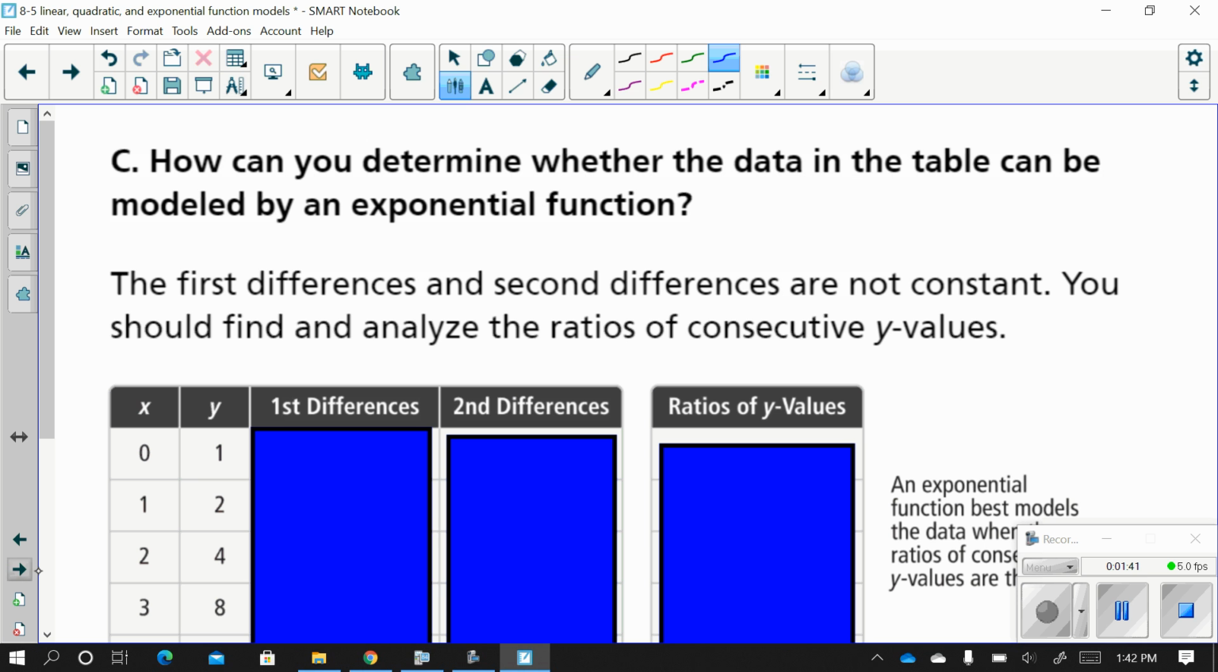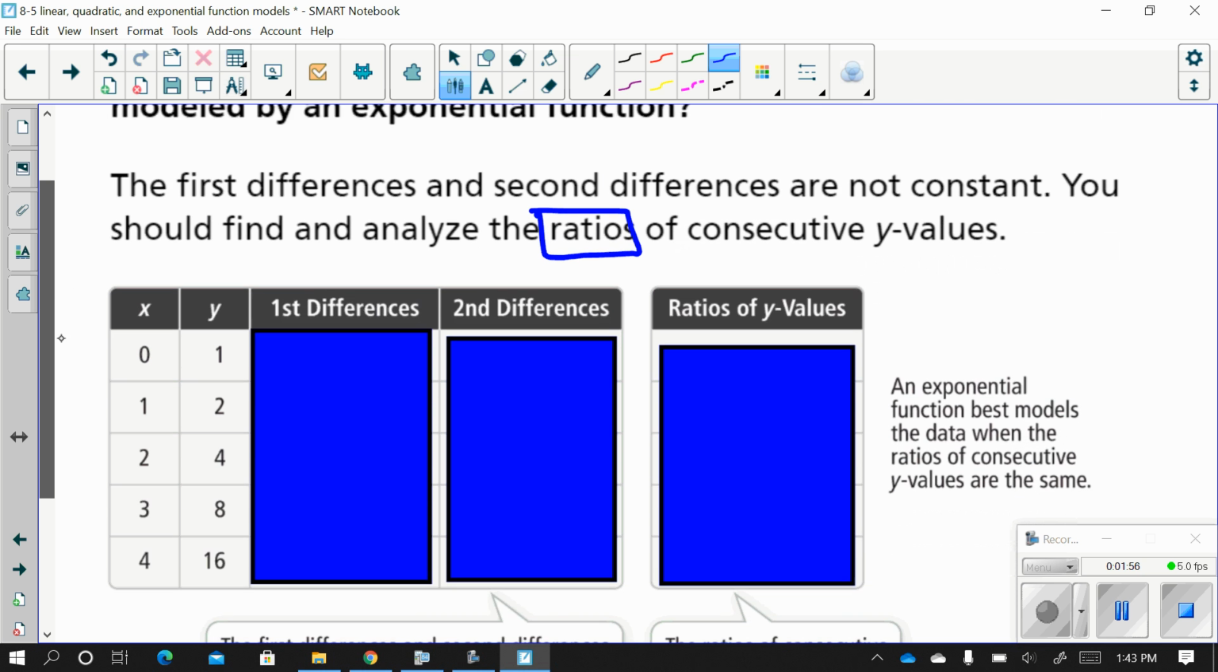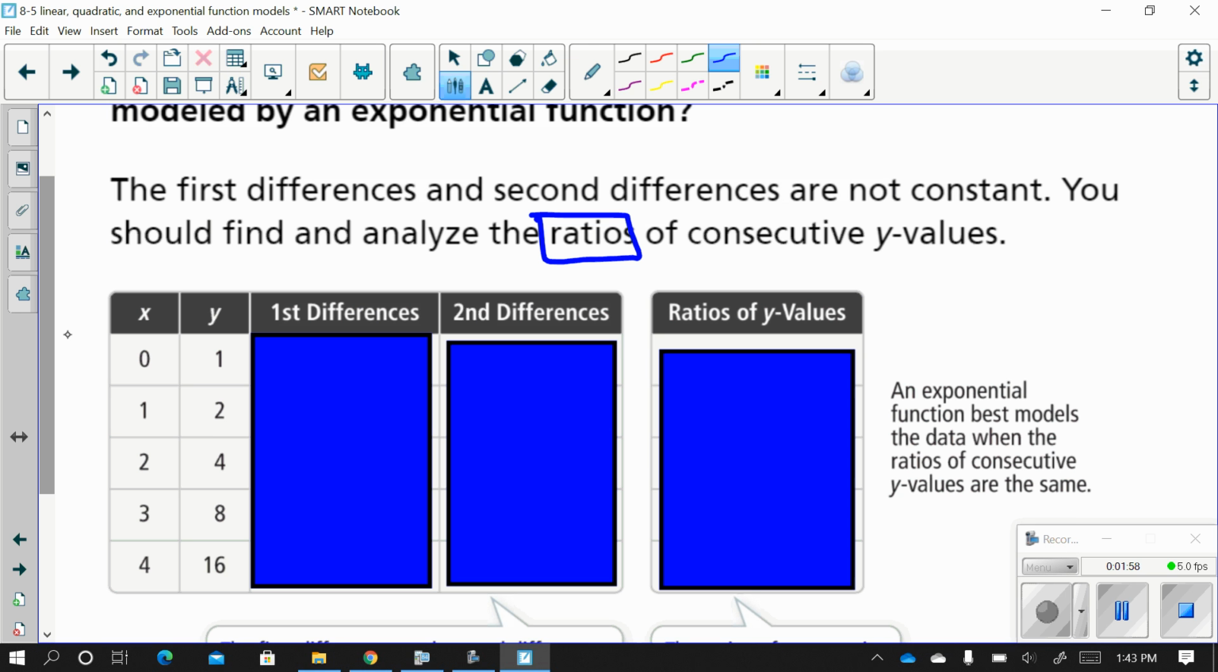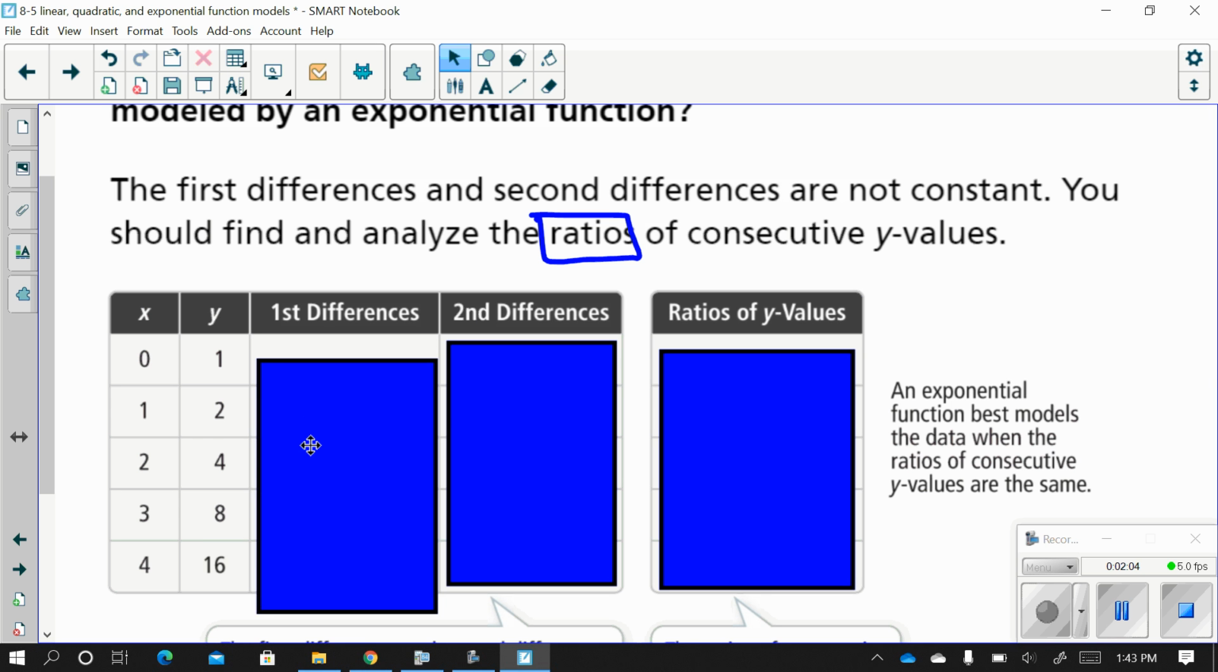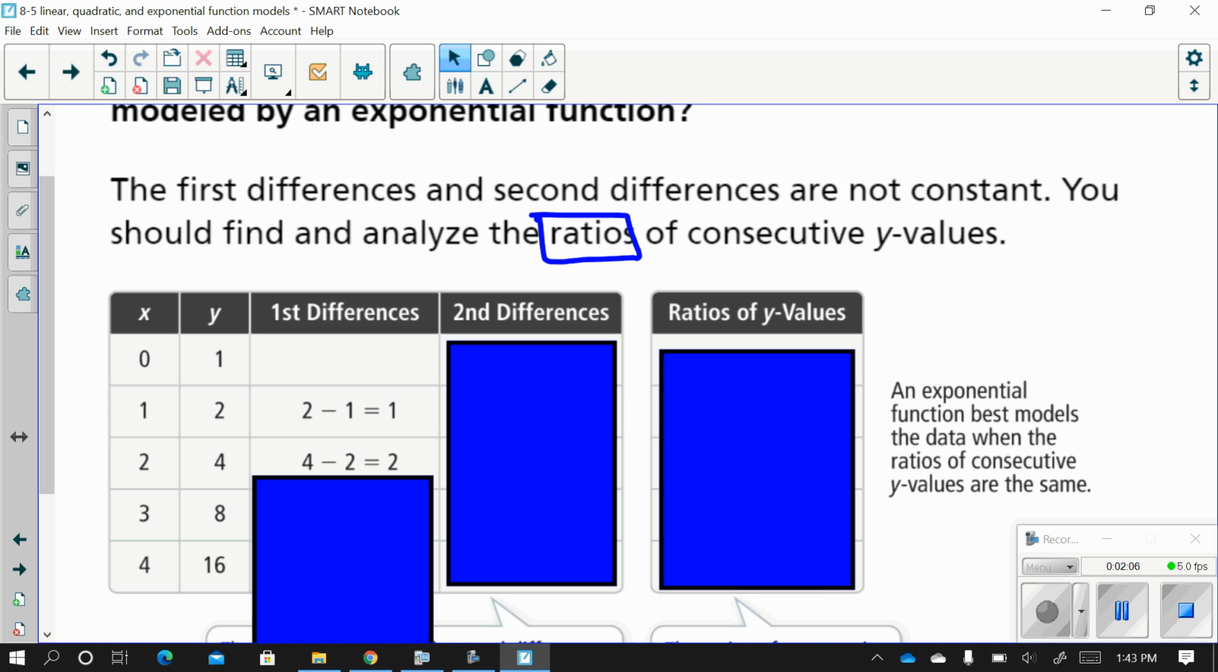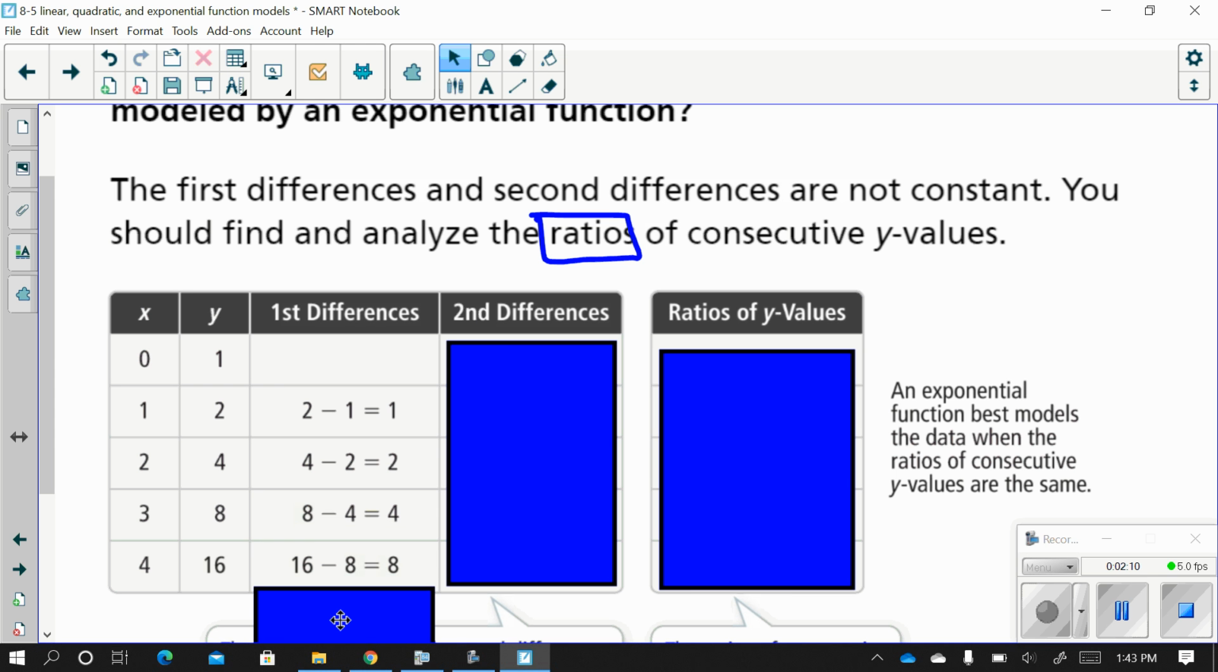Now exponential. Think back to chapter 6. We check the first differences and check the second differences. If neither of those work, we analyze the ratios of consecutive y values, so we're going to be doing some division. Let's take a look at this example. 1 to 2, we add 1. 2 to 4, we add 2. 4 to 8, we add 4. 8 to 16, we add 8. Definitely not the same.